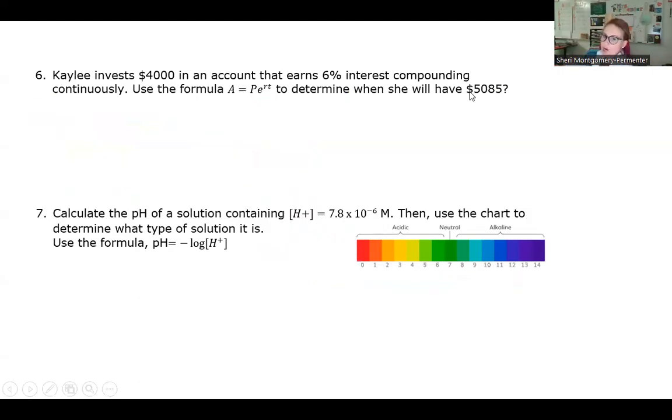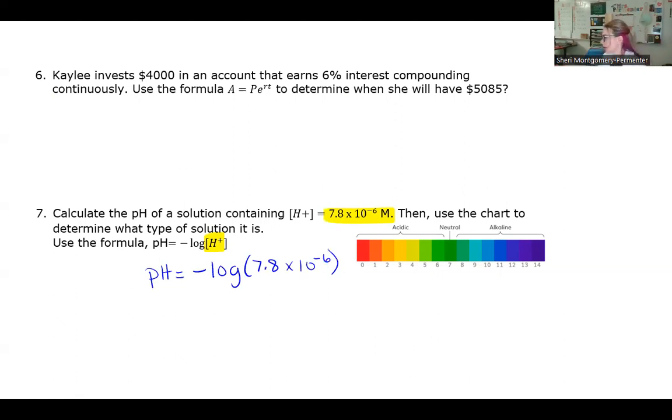The next thing that we have are word problems. The second word problem we're going to do first because it's so easy. Calculating the pH of something, and it gives you the pH formula. To find the pH, all you do is plug in what you get for the hydrogen ion concentration. So pH is equal to negative log of what it gives you, 7.8 times 10 to the -6 power.